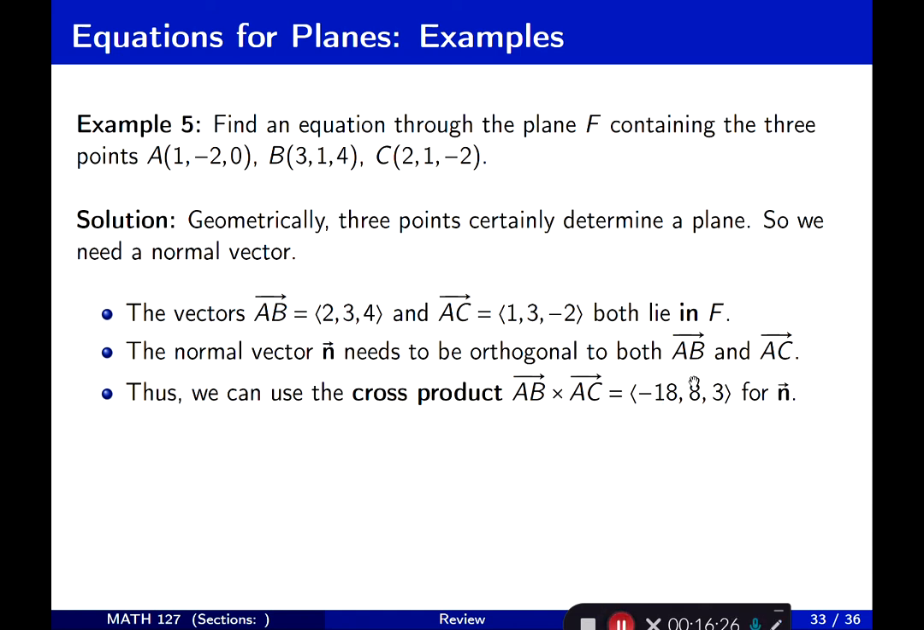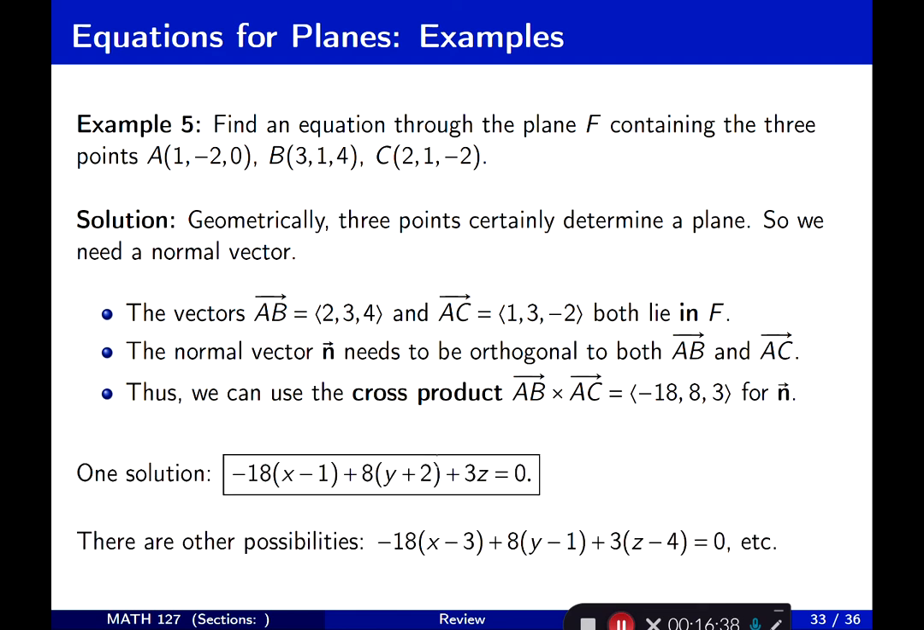Okay, now that we have a normal vector, which is the cross product of the two vectors on the plane, and we have a point, I actually have 3 points, I just need one. Use one of the points and the normal vector to find the equation of the plane. Again, you write down the normal vector in front of parentheses. If you use A, for example, in the parentheses you get x minus 1, and then y minus 2, which is y plus 2, and then z minus 0. There are other possibilities. You can use point B and you get an equation of this form.